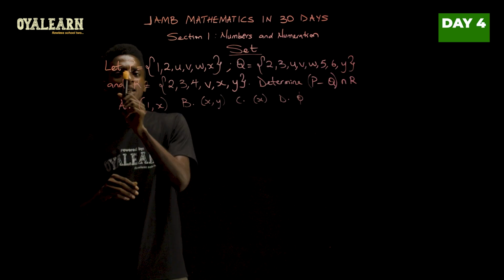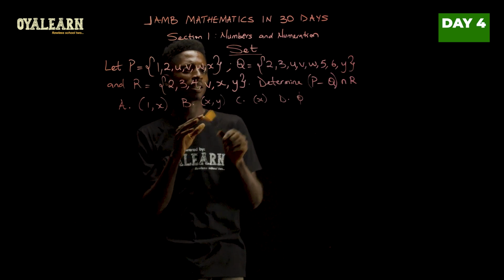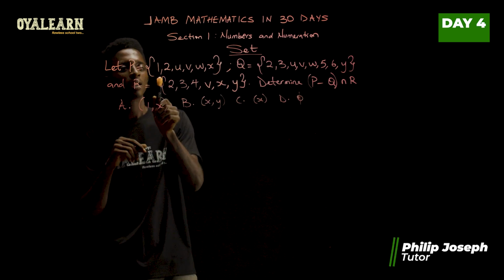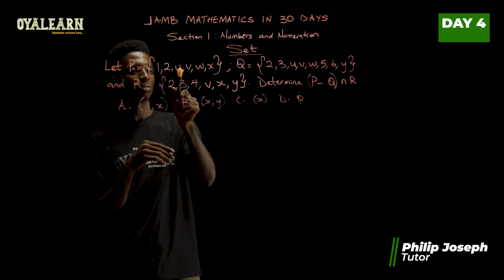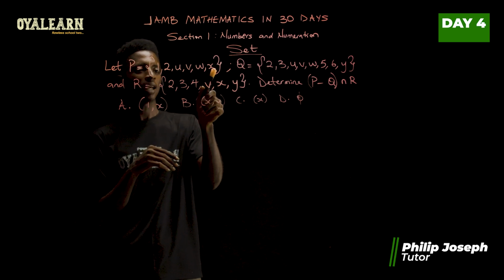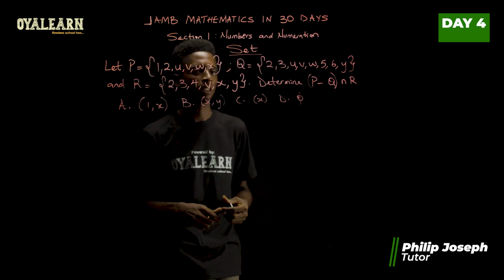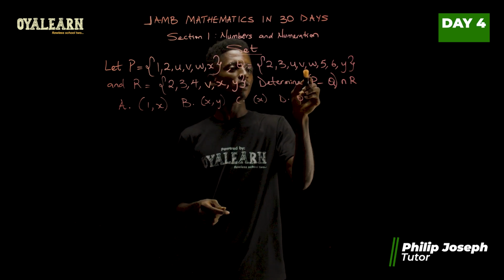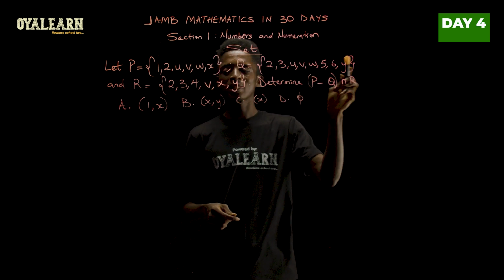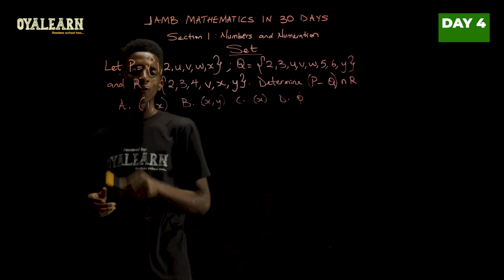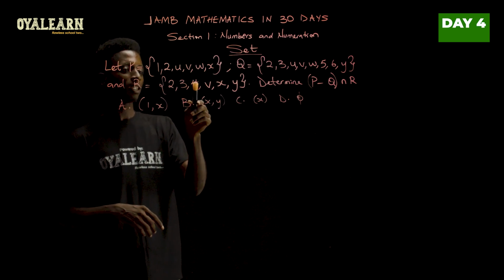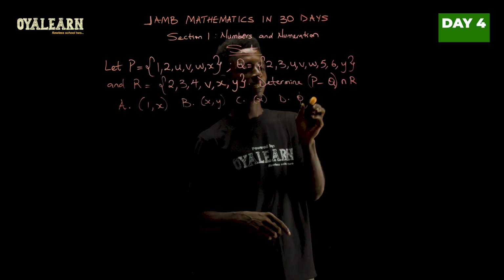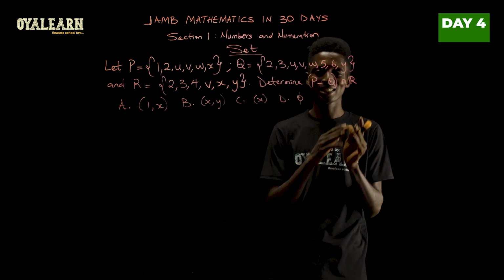This question says, let P be this set, we have the set of Q here and then the set of R as follows. So P is represented by 1, 2, U, V, W, and X. The subset of Q are 2, 3, U, V, W, 5, 6, and Y. And then the subset for R are 2, 3, 4, V, X, and Y. So we are asked to determine P minus Q intersect R.